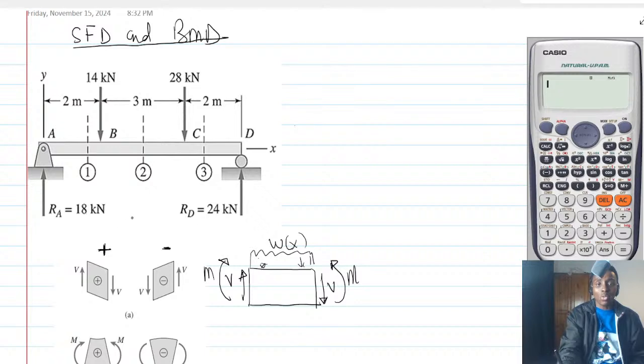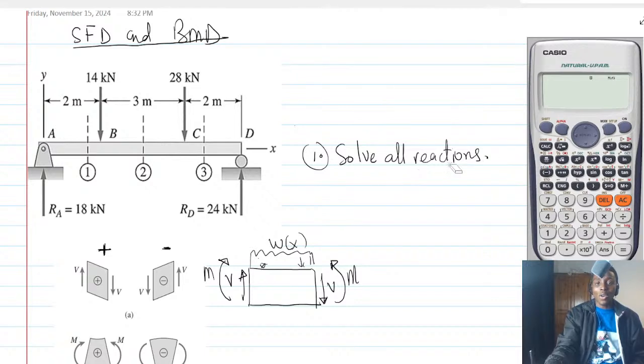But in fact, this one, it has been done for you. But I want us to do it. So the first thing to do whenever you are given a question like this is to, number one, solve all reactions. Okay, that is the first thing to do. Solve all reactions. Alright, so in fact, you cannot solve the reaction without drawing the free body diagram. So please, number one, draw the free body diagram. So draw the FBD, that is to say the free body diagram.